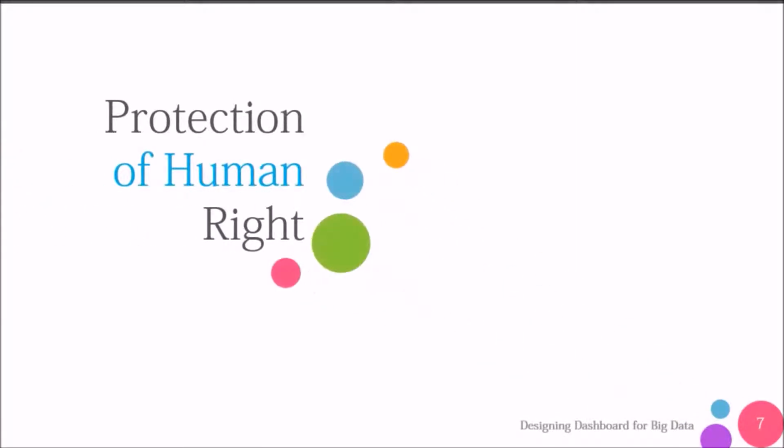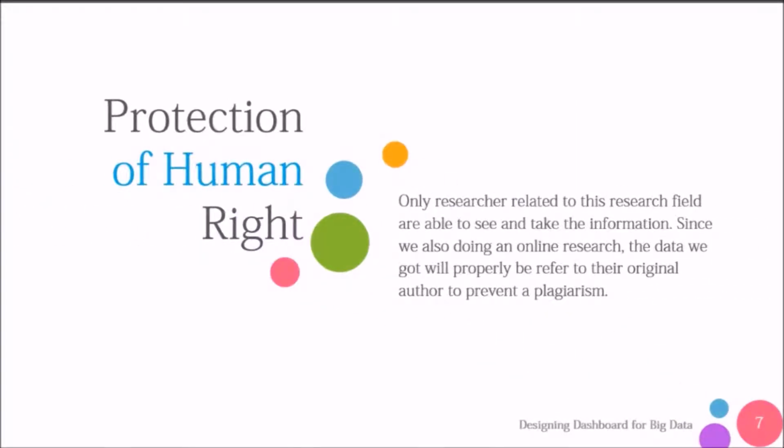Protection of human rights. To protect human rights, all the data that we have obtained from the survey and observation will be confidential. Only researchers related to this research field are able to see and take the information. Since we are also doing online research, the data we got will be properly referred to their original author to prevent plagiarism. Because this paper is more about designing a dashboard, the user opinion is a strong guideline for designing a dashboard, because the user is the one who will use the system.